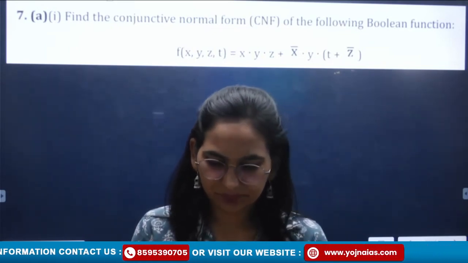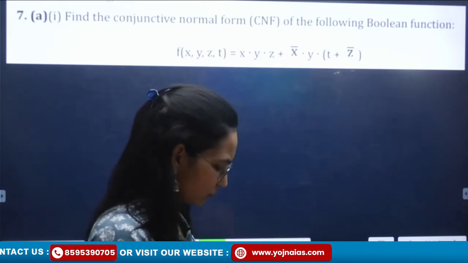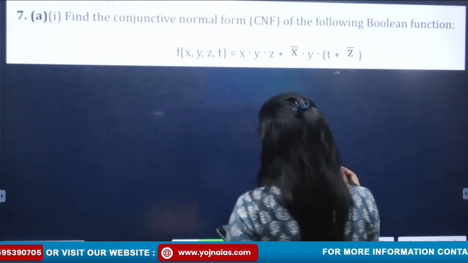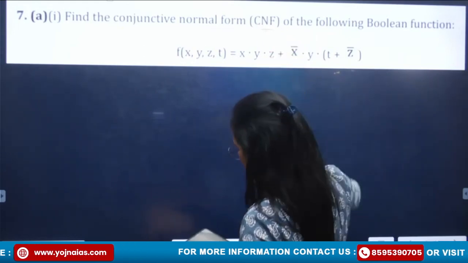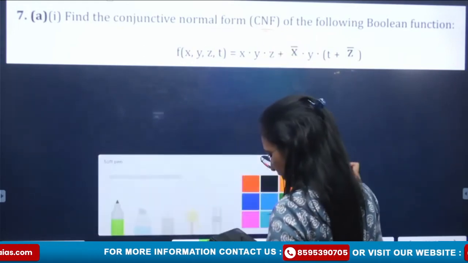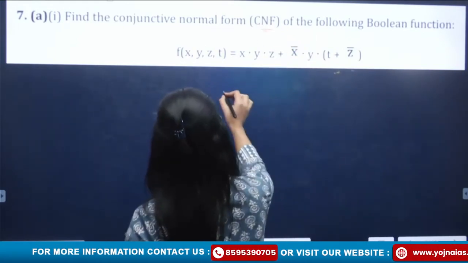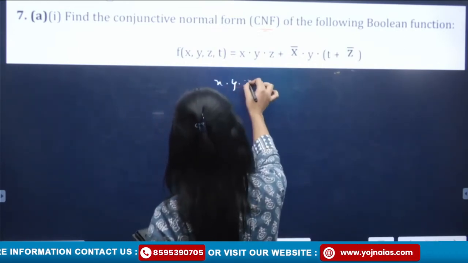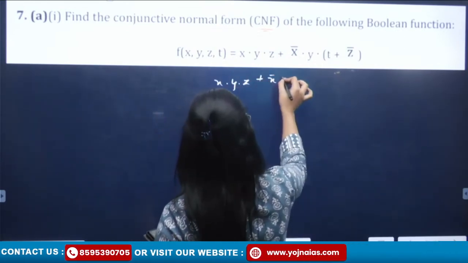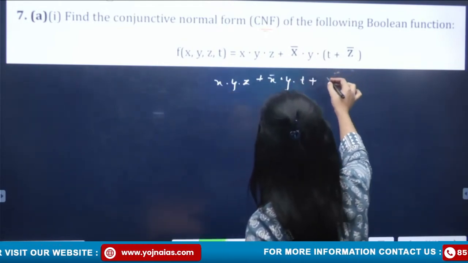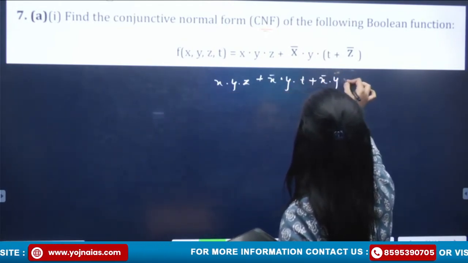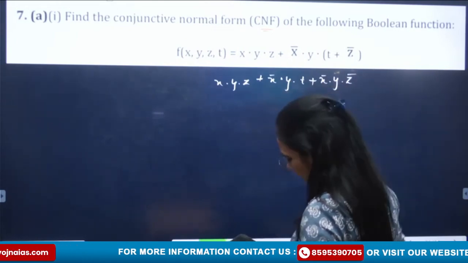Sorry. Yes. उसको हम conjunctive normal form में बनाने के लिए conjunction between disjunction. Conjunctive normal form क्या होता है? Conjunction between disjunction. ठीक है. So it is given that x dot y dot z plus x bar dot y dot t, and this can be written as x bar dot y dot z bar. अब तो ठीक है ना.